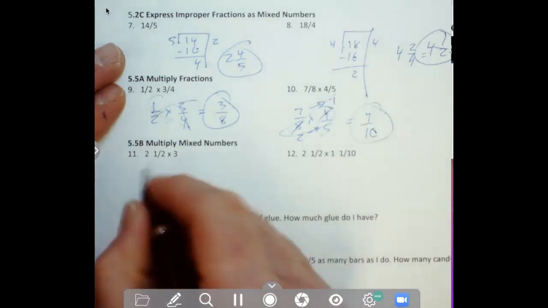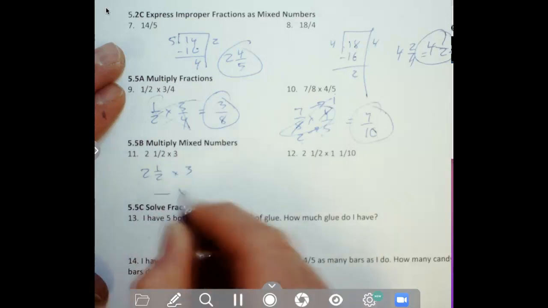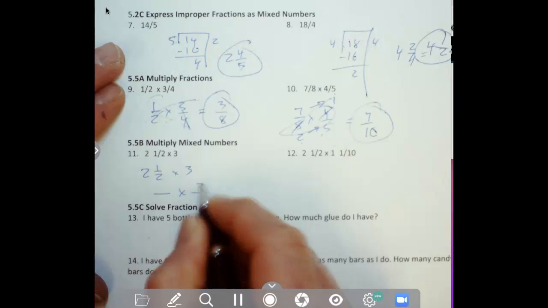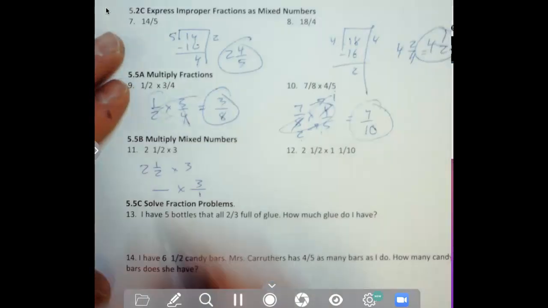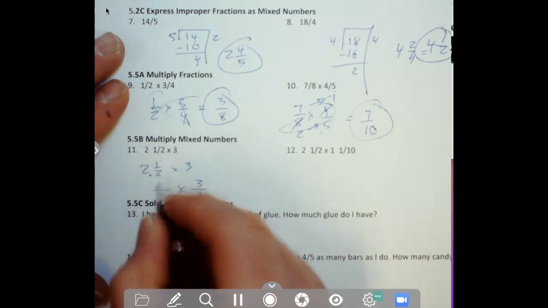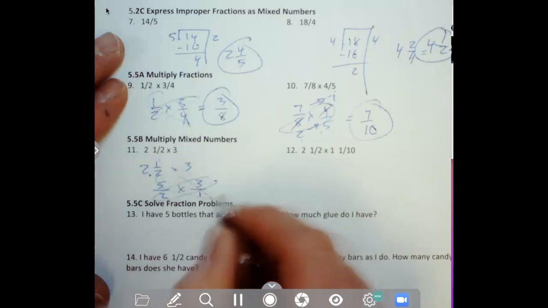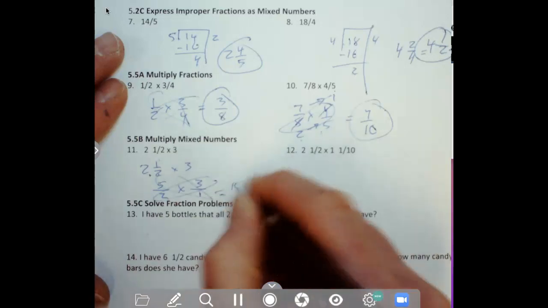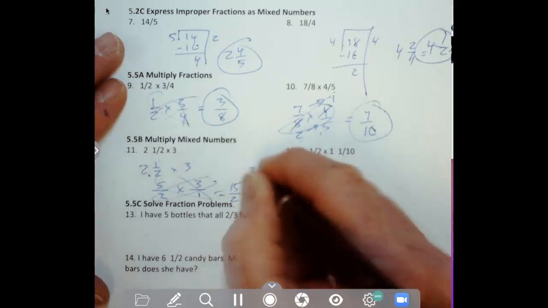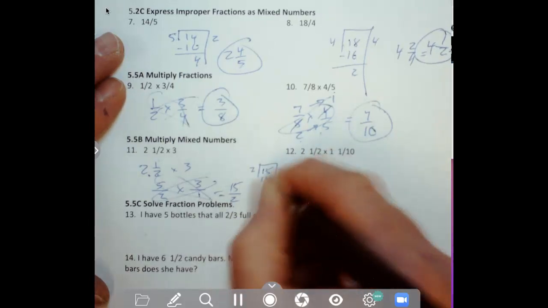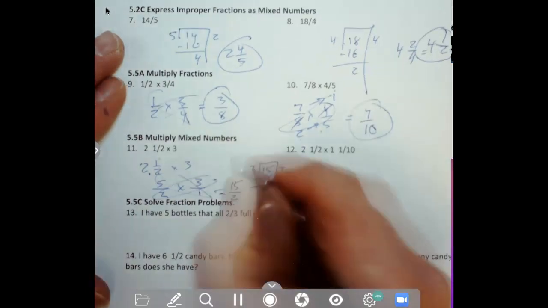Okay, 2 1/2 times 3. Well, you have to get it into an improper fraction. And we're just going to make 3 into a fraction by putting it over 1. So 2 times 2 is 4, plus 1 is 5/2. We got nothing diagonally in either direction, so we just multiply across. We have 15 over 2. 15 divided by 2, it goes in there 7 times. That's 14. We subtract out, we have 1 left over. Here's your answer, 7 1/2.